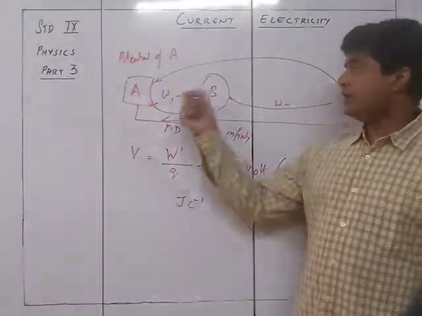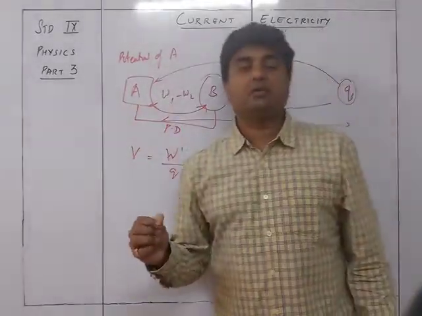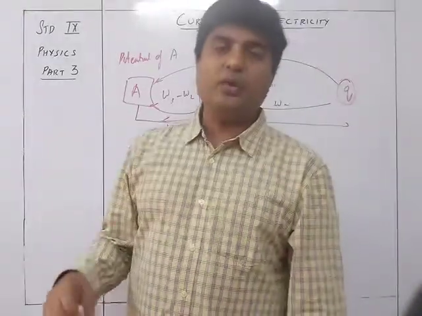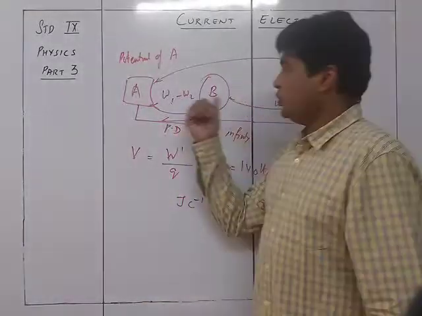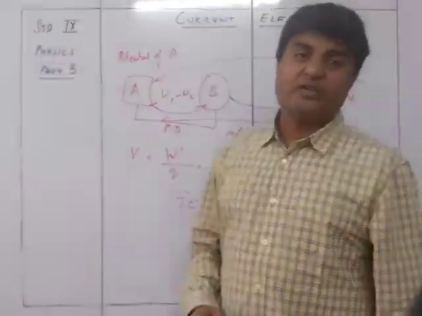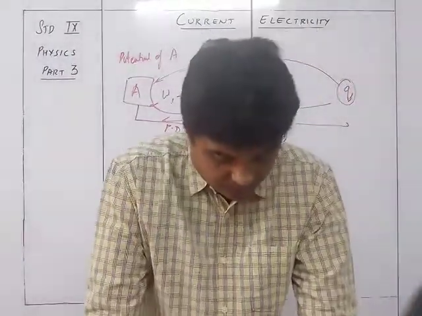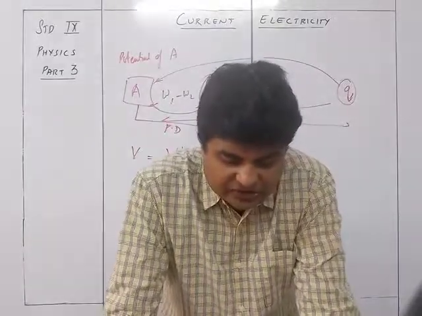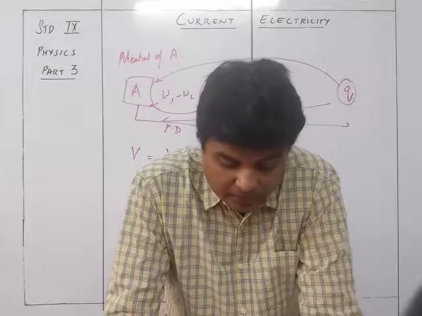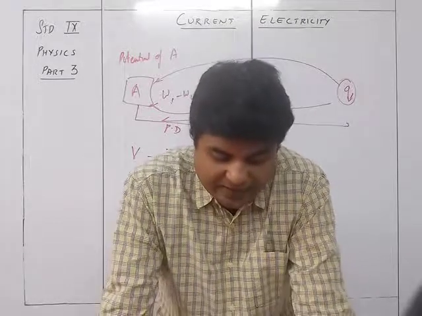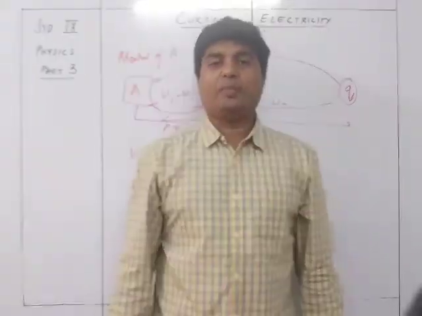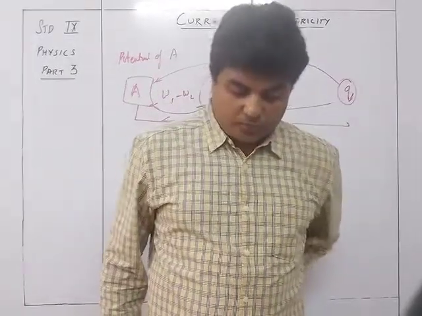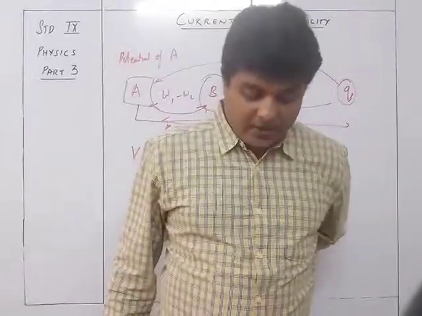So whatever is the work done in moving a unit positive charge from B to A is called the potential difference between the two conductors. If work done W is given in transferring a test charge Q from one conductor to the other, the potential difference between them will be V1 minus V2 is equal to W upon Q. Potential difference is a scalar quantity.